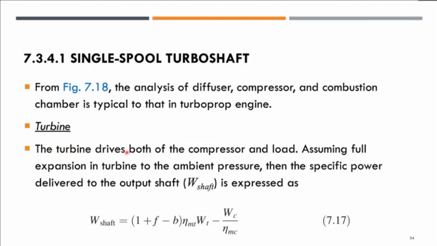section, where the turbine drives both the compressor and the load. It is interconnected, and assuming full expansion in the turbine to the ambient pressure. Okay, and then the specific power delivered to the output shaft, W shaft, is expressed as follows. We have the component of the mechanical efficiency of the turbine, the mechanical efficiency of the compressor at the same time, and the work by the turbine and the work by the compressor.